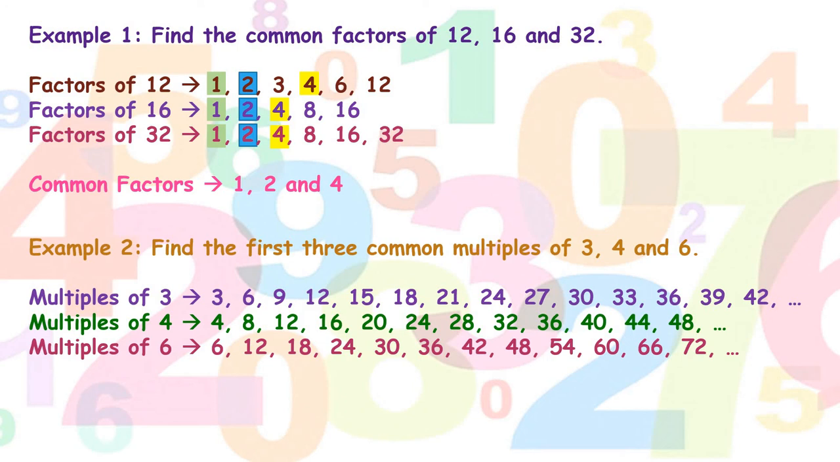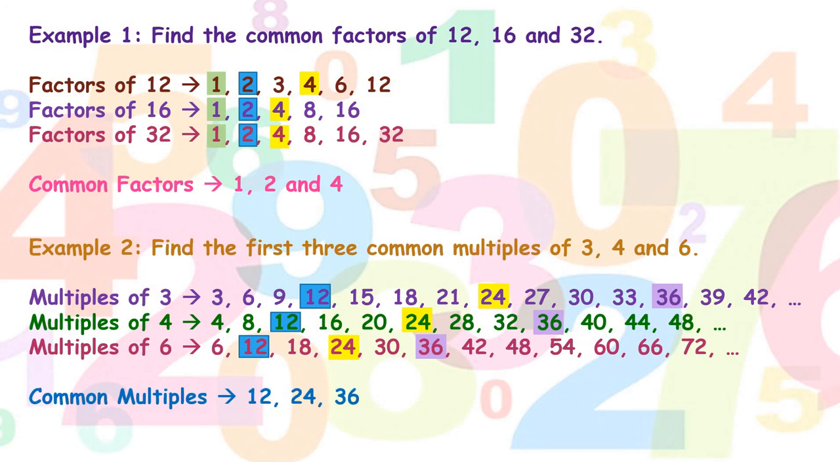Okay. So the common multiples are 12, 24 and 36, right? So the first 3 common multiples are 12, 24 and 36.